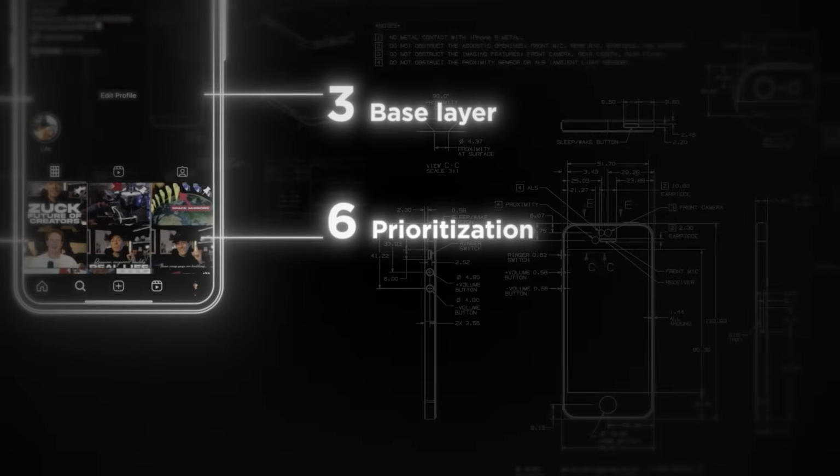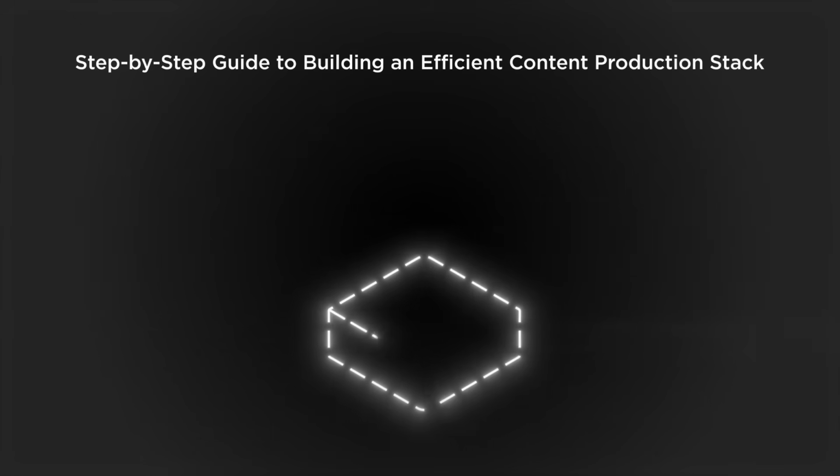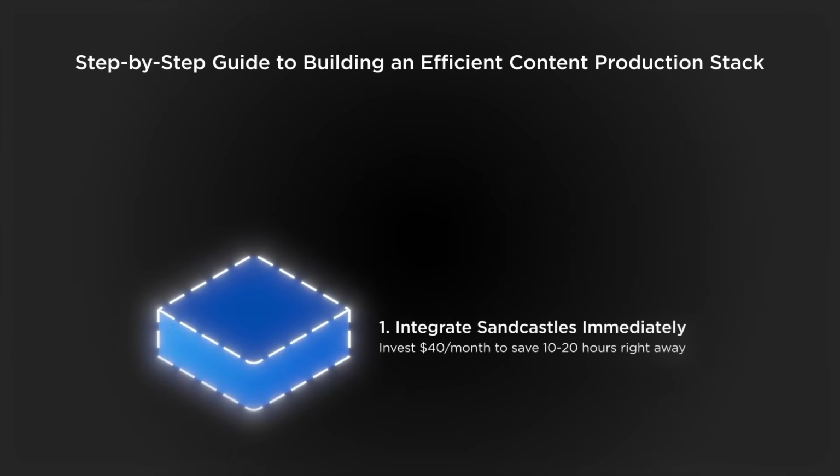Okay, now before we wrap up, let's really quickly talk about prioritization. If you can't afford everything and everyone at once, you kind of have to prioritize and build up the stack. So when it comes to prioritization, here is the order of operations that I would follow. The first thing I would do is integrate sandcastles immediately. Again, I'm biased, but this is $40 a month and you're gonna save 10 to 20 hours right away. If you're serious about content, this is a layup.